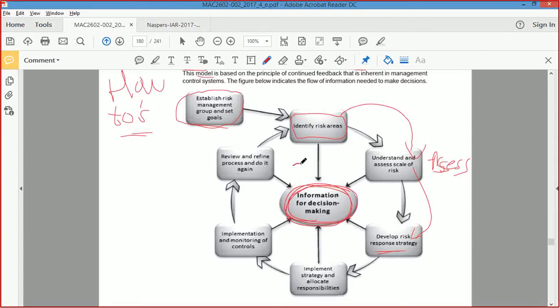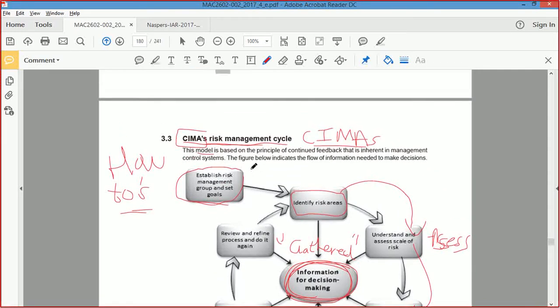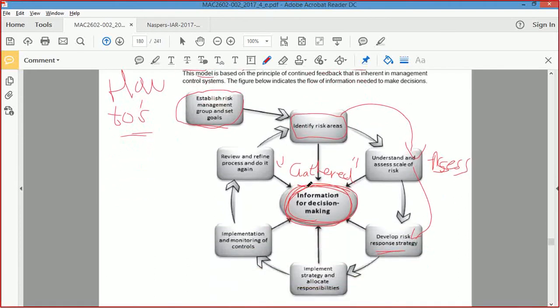Here they're looking more at a cycle, where you've got identify risks. Once you identify risks, you need to understand them, you need to assess them. Once you've assessed the risk, then you need to develop a response. So what do we do? Do we take out insurance? Don't we take out insurance? And obviously all of this information is gathered and used as a way to keep this in check.